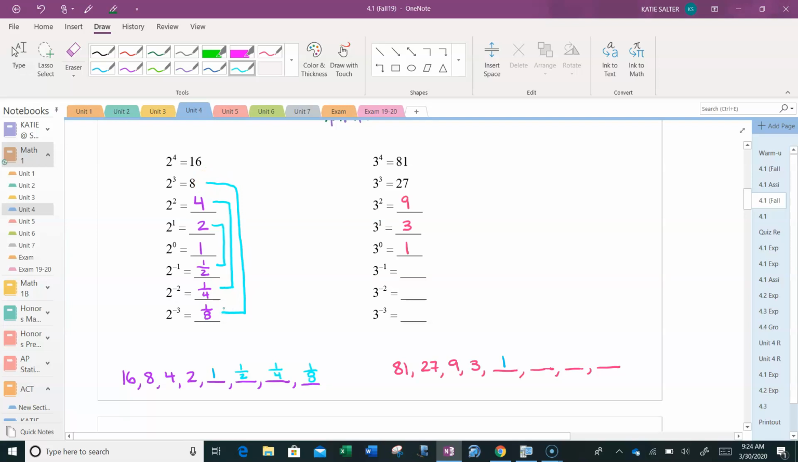Let's look at the next one if we continue that pattern. In this pattern, we could notice that we were dividing by 3 each time, or taking 1/3 of the previous term. So if we continue that pattern, a third of 1, or 1 divided by 3, is 1/3. A third of a third is 1/9, and a third of a ninth is 1/27. So let's fill these numbers back in. That's 1/3, 1/9, and 1/27.